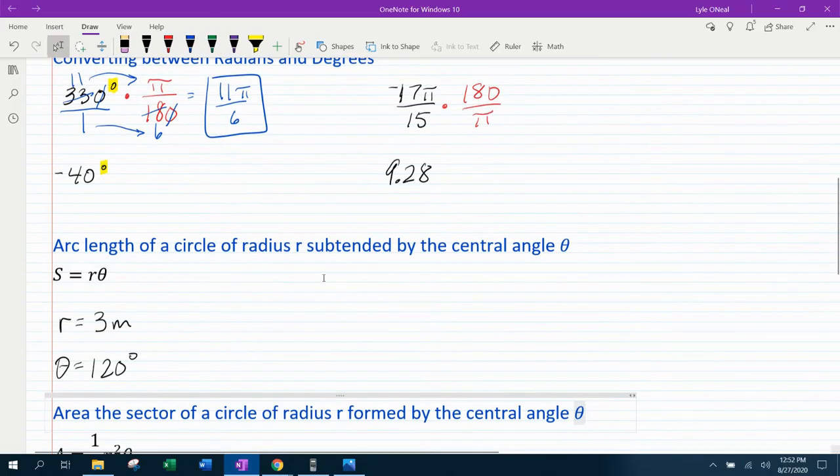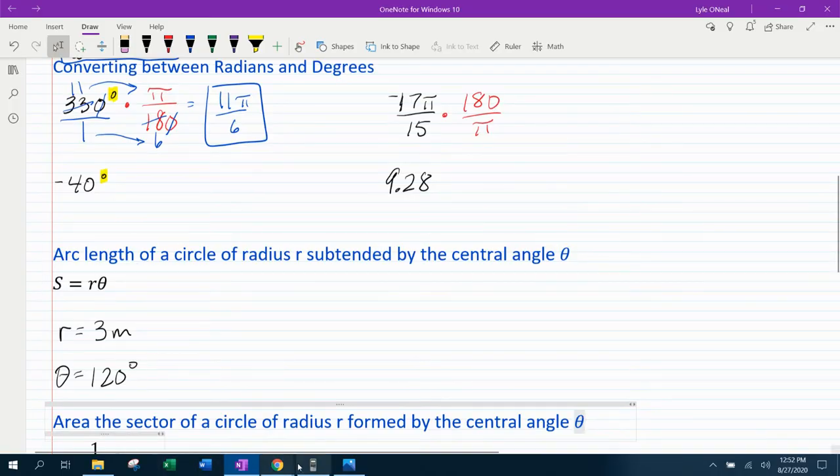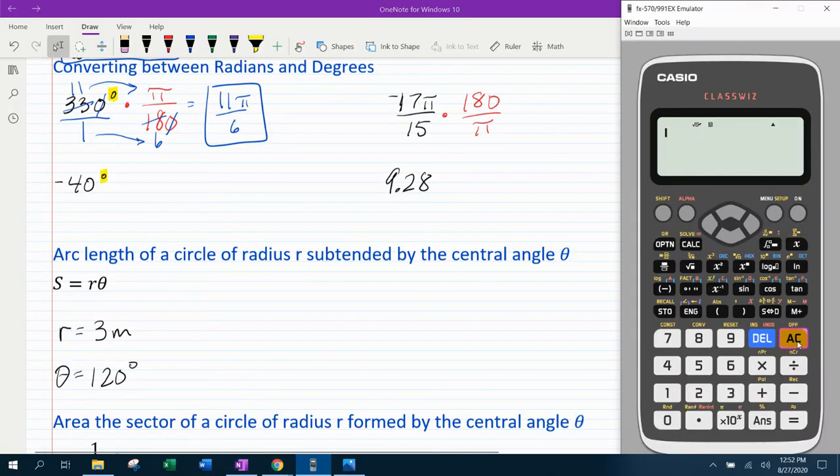That is converting degrees to radians. Now, if I want to, I can also use my calculator. So if I bring up my calculator, just to show you, we can do 330 times, and then as a fraction, pi over 180. And notice the calculator verifies it's 11 pi over 6 or 11/6 pi. Either way is fine, okay?